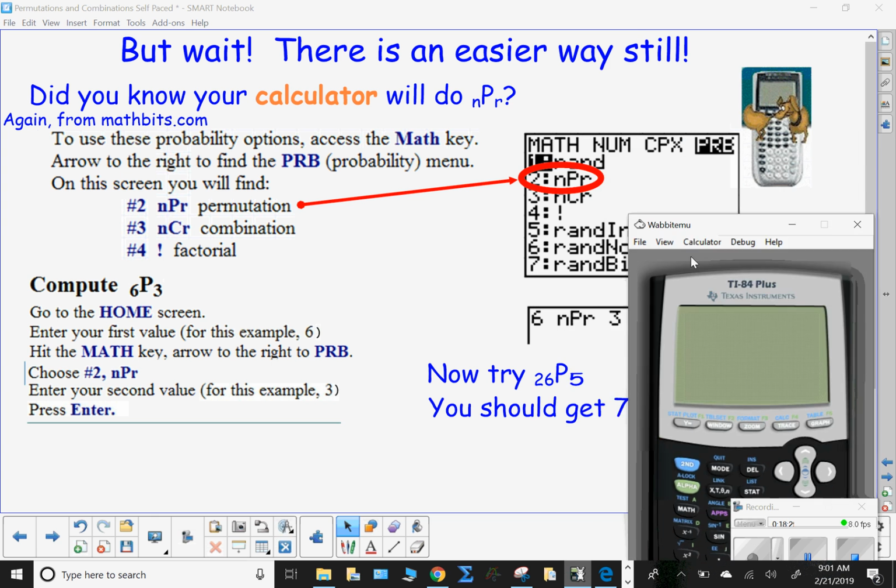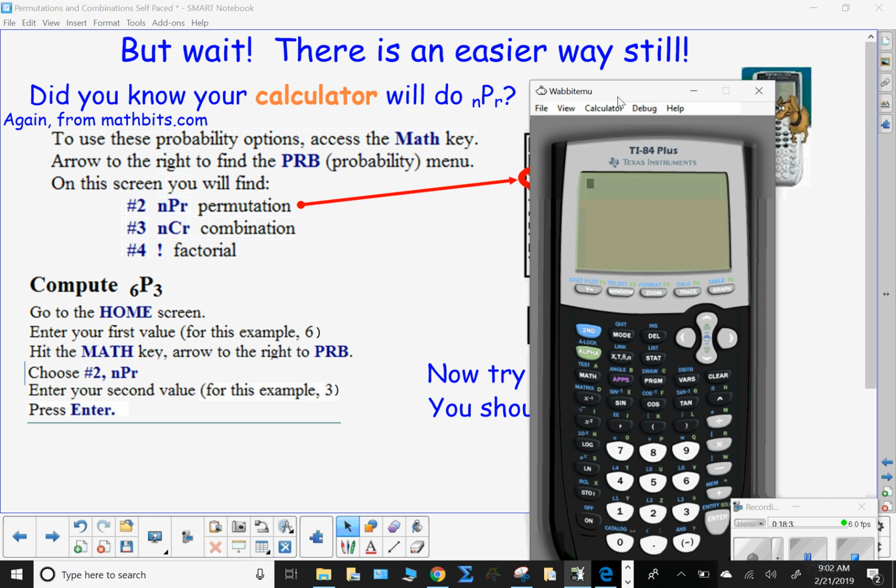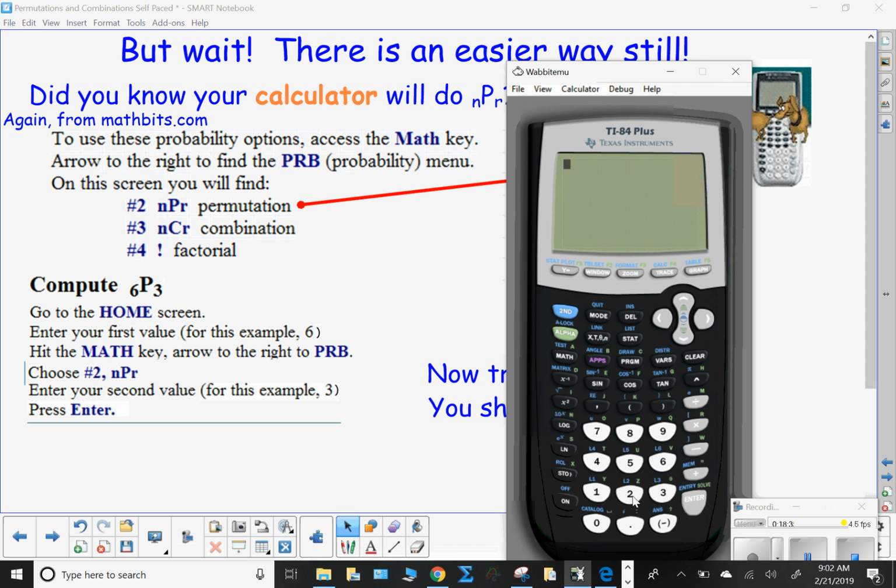Now remember that I said we have to put our number in first. So what we have to do is tell it how many items we have total. So in our word example, we had 26 letters. And I press math, I go to probability, and I come down here to NPR. So I had 26 letters, but I only want a word that's 5 letters long. How many different words? There's my 7,893,600.